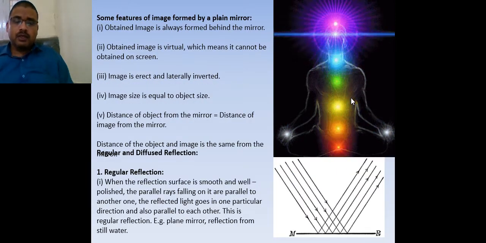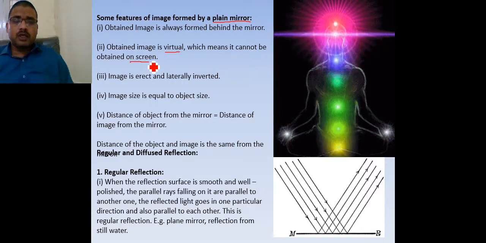Now here the same things are given. What are the main features of a plane mirror? What occurs when plane mirrors are there? Then what are the different features we can understand with the plane mirror? As I already told, the image is erect and virtual. That means it is an imaginary image which cannot be seen on a screen.